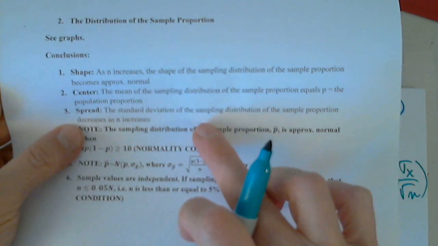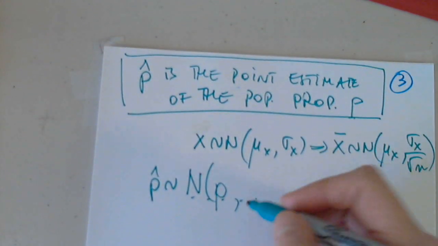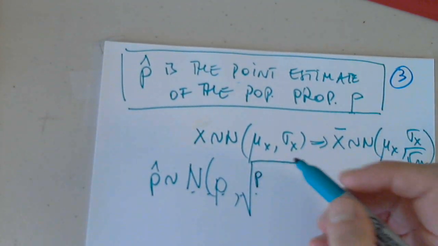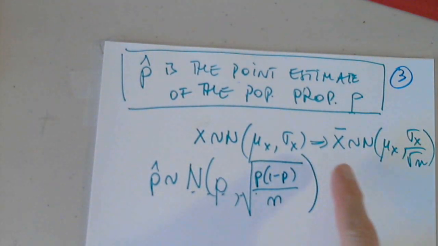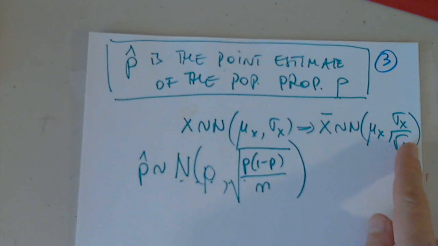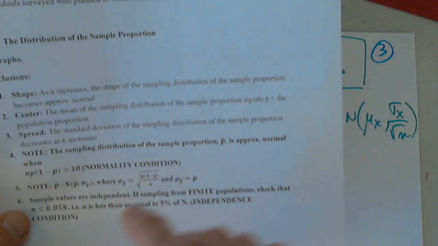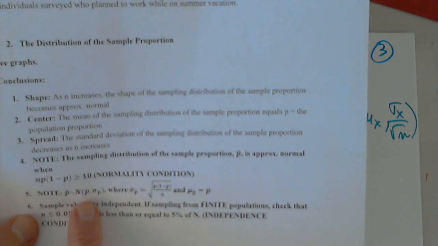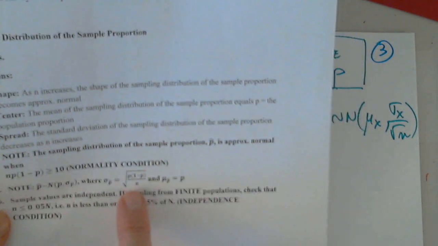The spread. The standard deviation of the sampling distribution of the sample proportion decreases as n increases. And it was calculated a long time ago to be this: the square root of P times 1 minus P, divided by n. So, as we said last time with X bar, it's the same mean, but the standard deviation is much smaller, divided by the square root of n. Now we can say that the sampling distribution of p hat is normal, with P, the population proportion, as the mean, and the standard deviation is this.